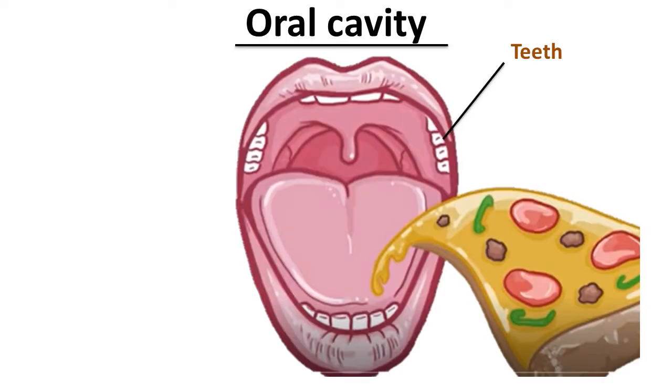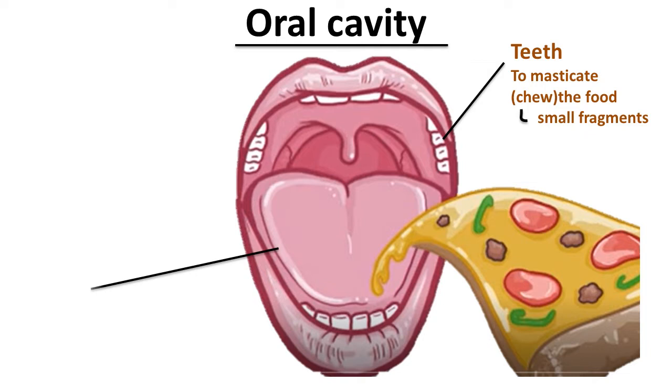When we talk about the oral cavity, when we take a bite of pizza or anything else, the food particles come in contact with the teeth. The function of teeth is to masticate or chew the food and to convert it into small fragments. These small fragments then come in contact with the tongue. The food particles get tasted and rolled over here. The tongue is a huge muscular organ which also makes the floor of the oral cavity.